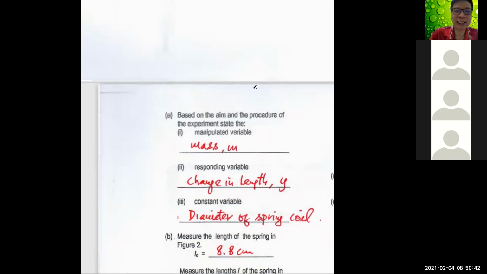The diameter means here the spring diameter is like that. The spring is coiled like this, right? Why must the diameter of the spring always be the same? My diagram is very ugly. Because different diameter maybe can withstand different amounts of weight. Yes, so it must stay the same.